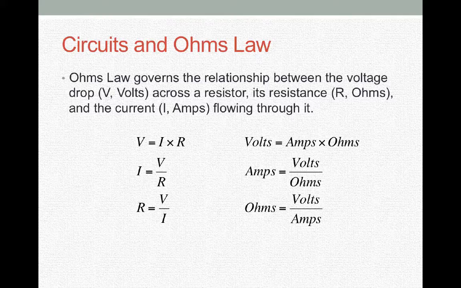Ohm's law governs the relationship between the voltage drop across a resistor, its resistance, and the current that flows through the circuit. So you can see the relationship here: V is equal to I times R. We can algebraically manipulate that equation to solve for I or solve for R, depending on what we're looking to solve for. But that is true for any circuit. Voltage drop across a resistor is equal to the current flowing times the resistance of that resistor.